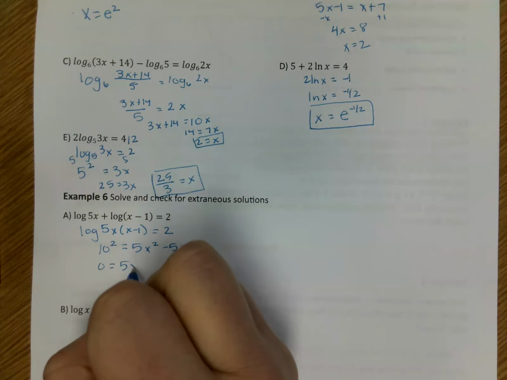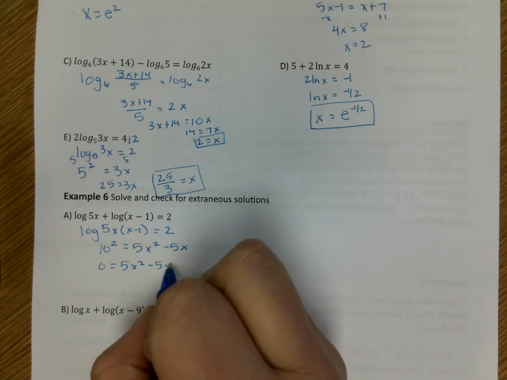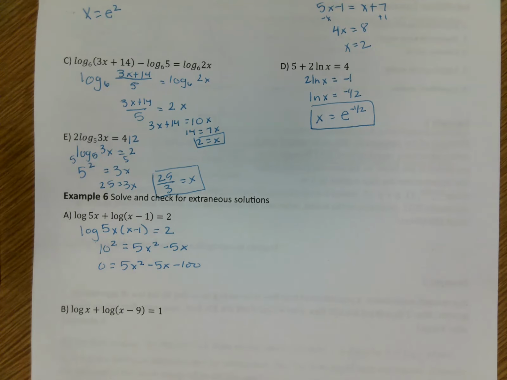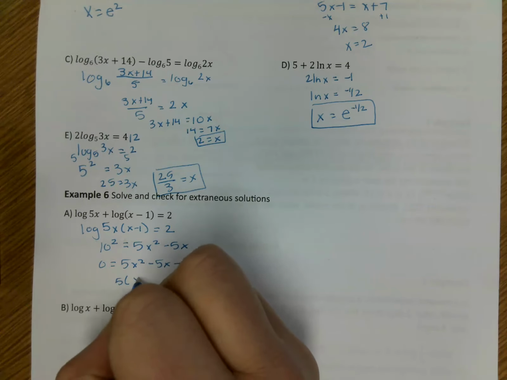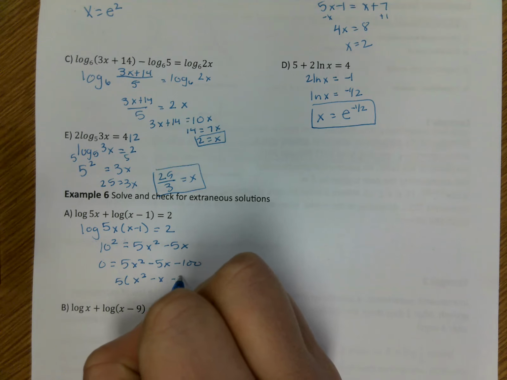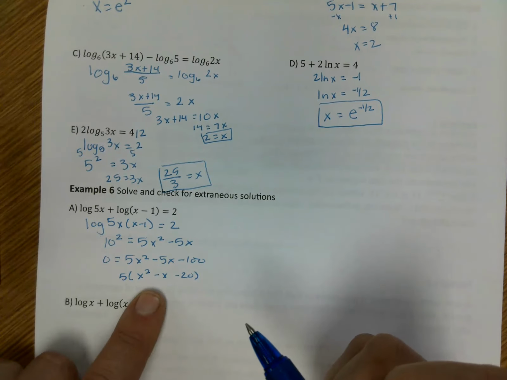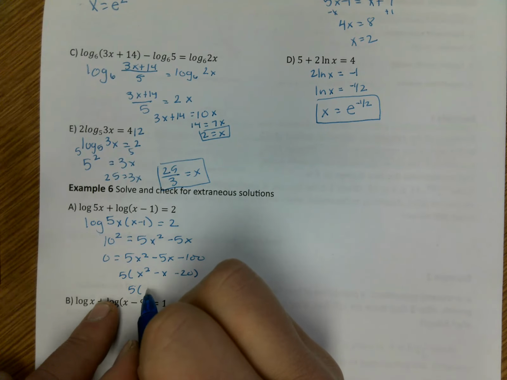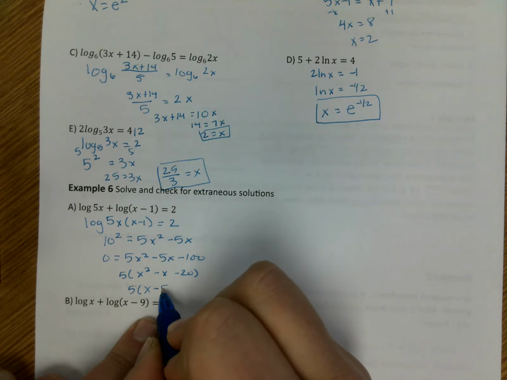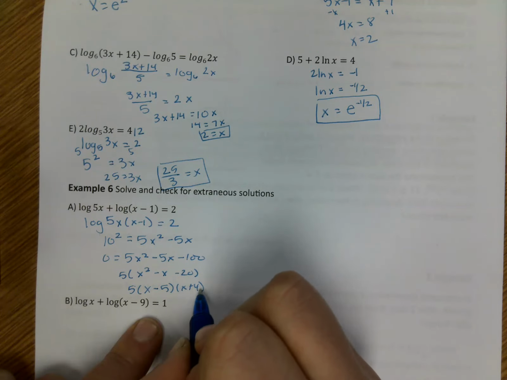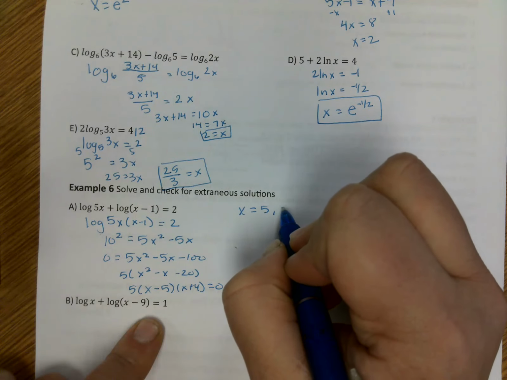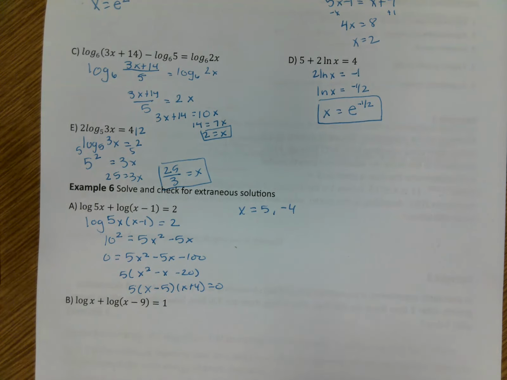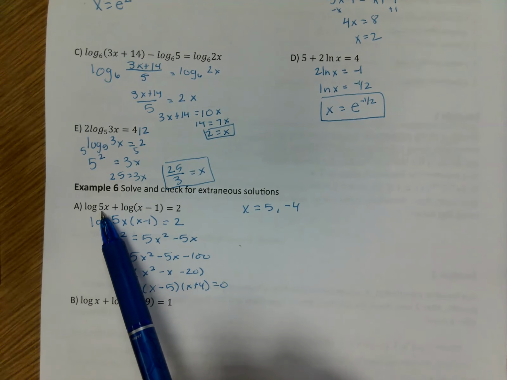Now, if I need to solve this, I have to first set this equal to 0. So this becomes 5x squared minus 5x minus 100, because 10 squared is 100. And now I can factor out a 5, leaving me with x squared minus x minus 20. When I'm looking at this, I have 5, and I have x minus 5, x plus 4 equal to 0. So my two answers are x is equal to 5 and negative 4, because you set those both equal to 0. This is where you have to check your domain.